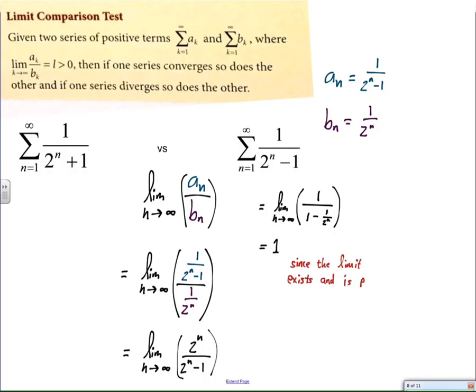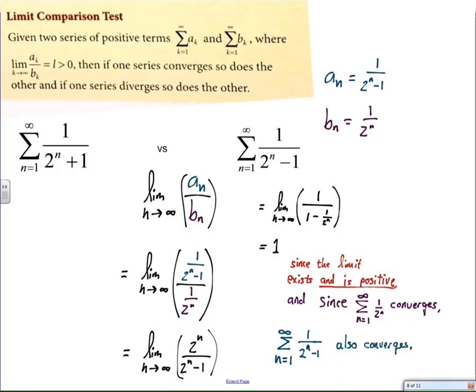Since the limit exists and it's positive, and since we know that the geometric series converges, I can also claim by the limit comparison test that my expression 1 over 2 to the n minus 1, when we allow n to approach infinity, that sum is also going to converge onto a fixed number.